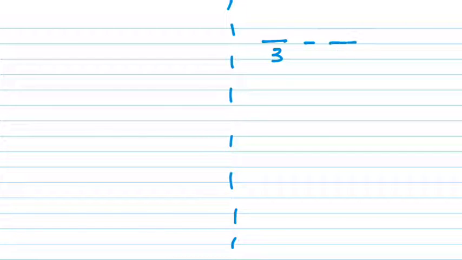Let's look at another one. Let's say we had something over 3 minus something over 5. So we're subtracting, so that means combining.